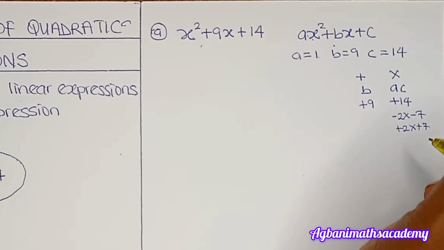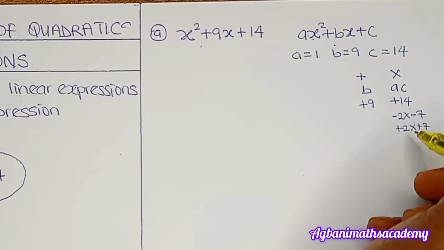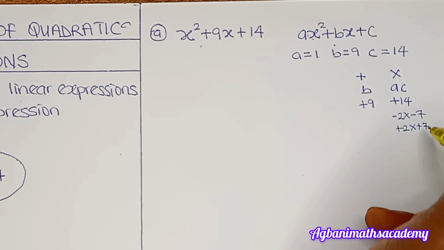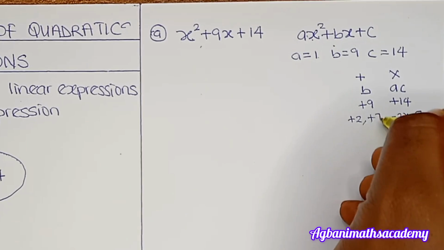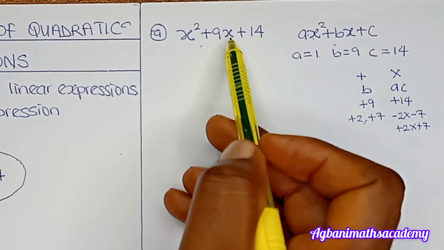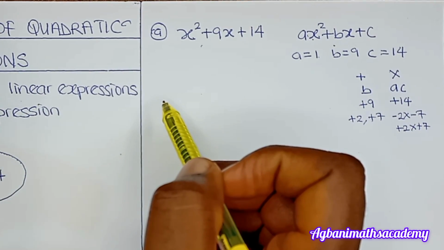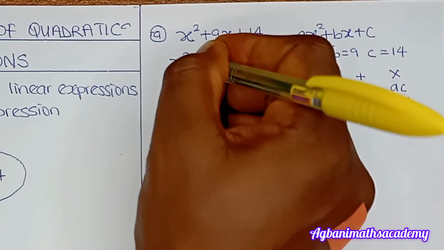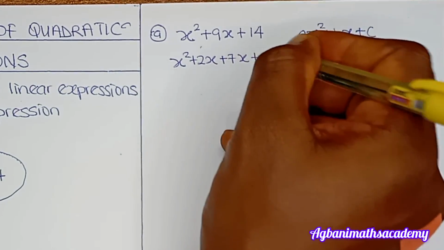These two numbers will multiply themselves to give us plus 14. But among these, which ones will add themselves to give us plus 9? We know that plus 2 plus 7 will give us plus 9. So we have plus 2 and plus 7. We are going to use these two values to replace 9x. So instead of having 9x, we are going to have plus 2x plus 7x. So this will give us x squared plus 2x plus 7x plus 14.